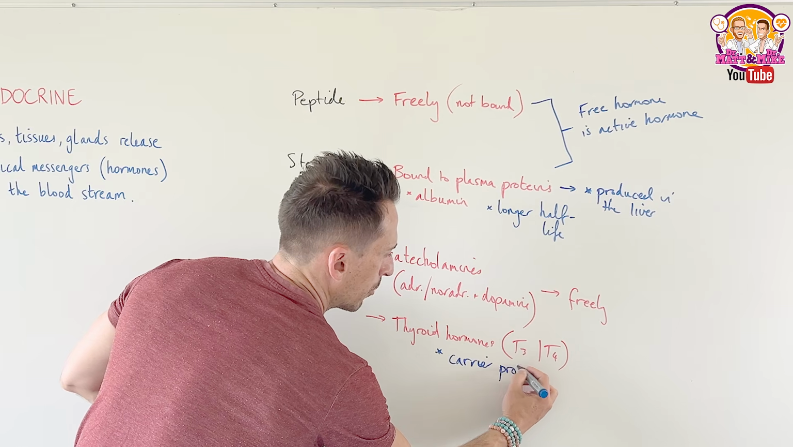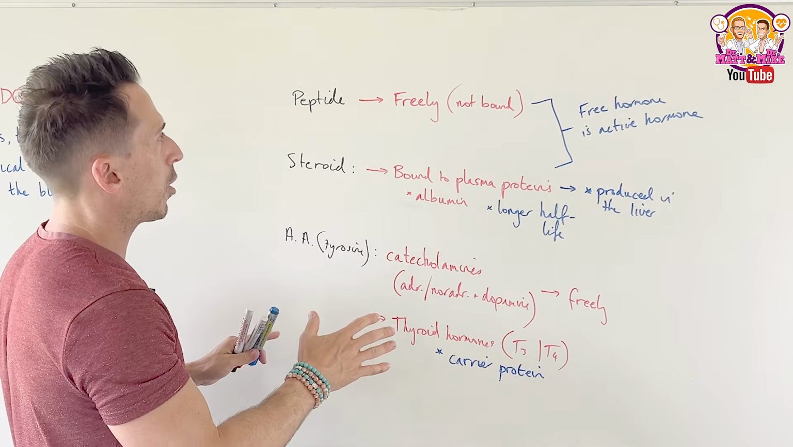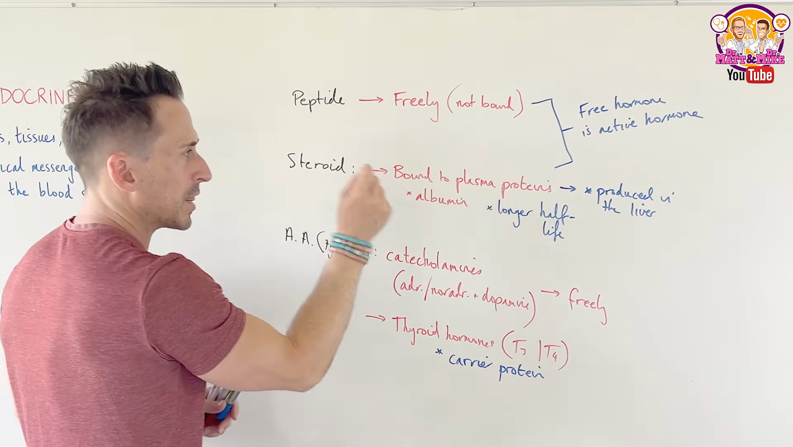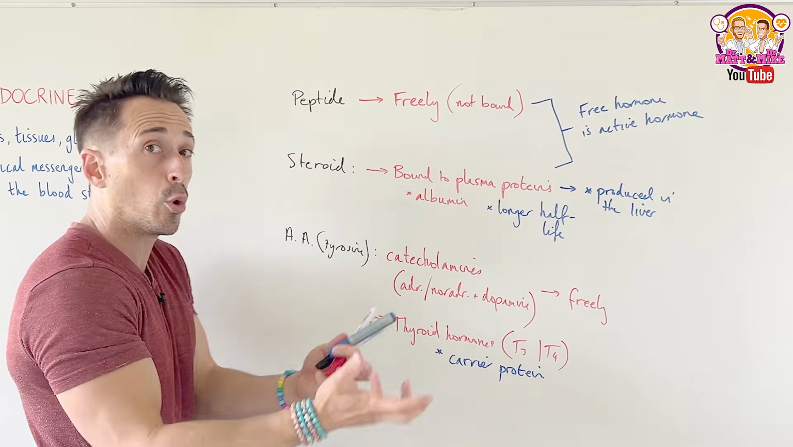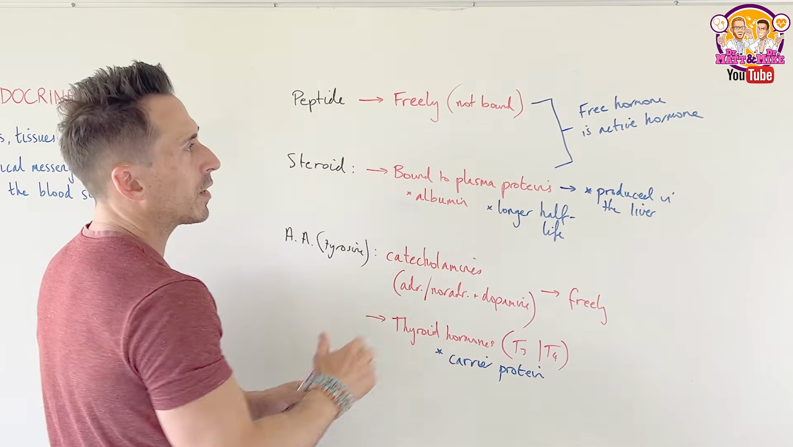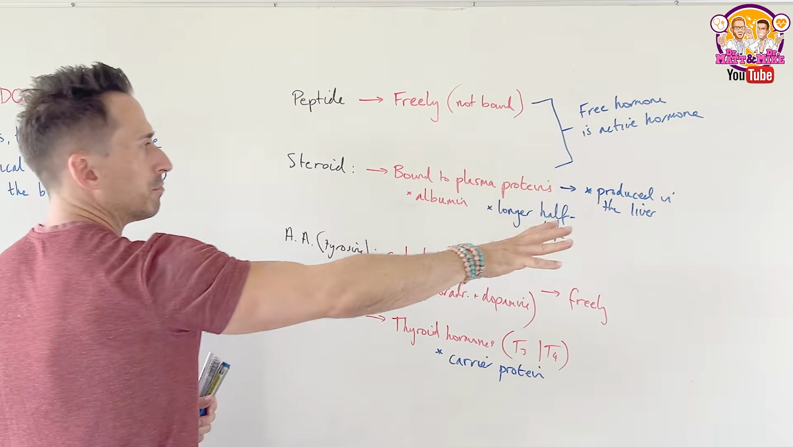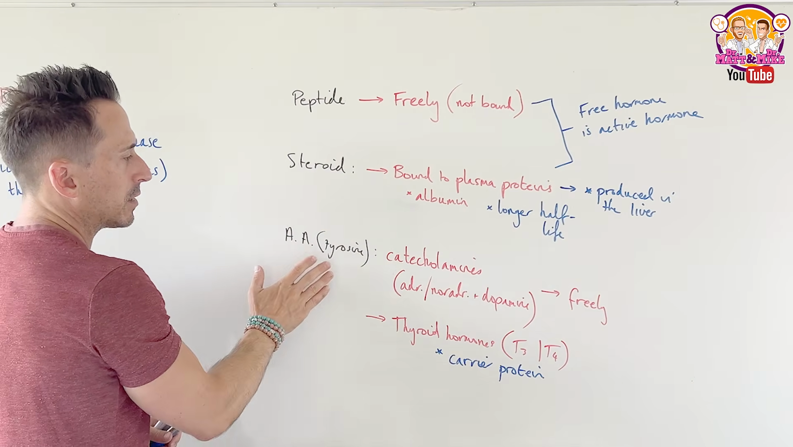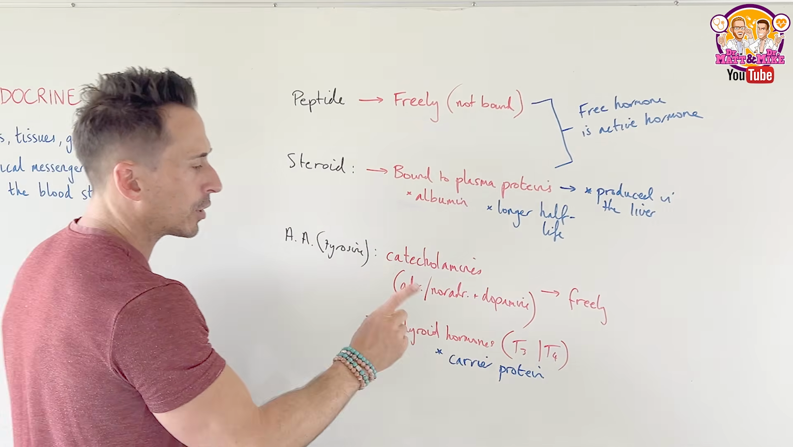It needs a carrier protein because it's no longer water soluble. So keep that in mind. The peptides are free floating, not bound to carrier proteins. Steroids are bound. A good thing is that it gives them a longer half-life and keeps a pool of them available. However, the active form is the free form only. If the liver doesn't work, steroid-based hormones can go off in the bloodstream. The amino acid-based ones, the catecholamines, are free-floating, but the thyroid hormones need a carrier protein.